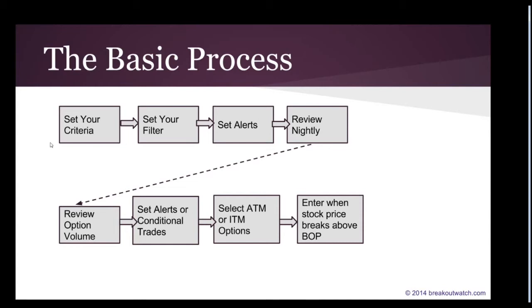All right, good. Sorry. So the basic process that this cup and handle trade is going to go through is you're going to set your criteria in your filter, set alerts. That's what we just did. I'm going to review Mike's watch list nightly, and I'm going to pre-qualify the option trades by going through this bottom set of steps. I'm going to review the option volume first, then set the alerts here, not the alerts in Mike's website, but the alerts in my trading platform. I eventually learned how to set up a conditional trade so I didn't even have to get an alert. It would automatically enter.